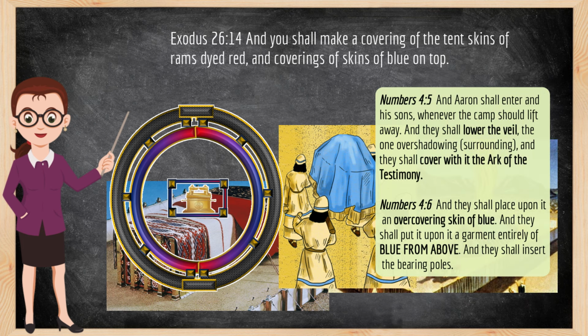So the blue leather that was part of the roof was to be lowered down over the Ark of the Covenant after the linen veil used to mark off the Holy of Holies surrounding it. So the veil would go over the Ark, and then the blue leather would come down and be covered over the Ark to act as its weather shield.